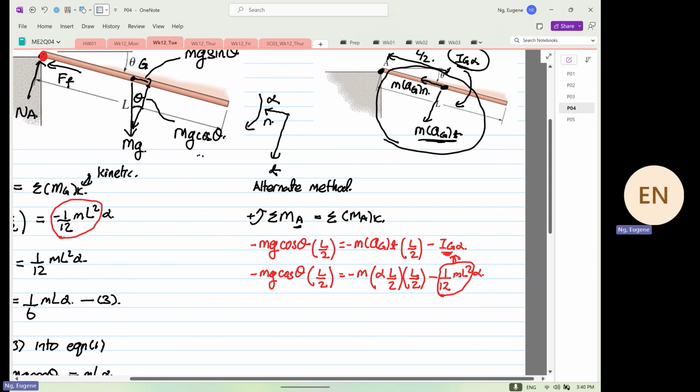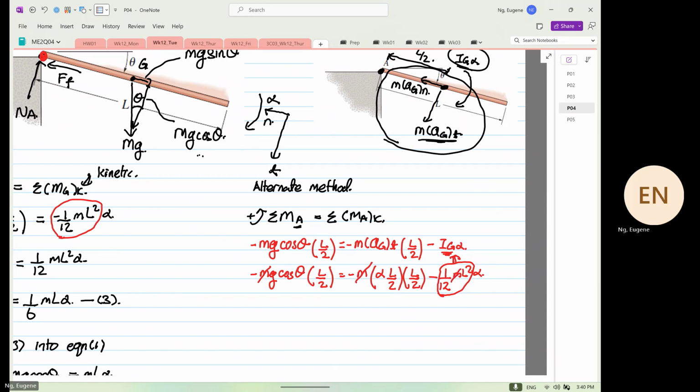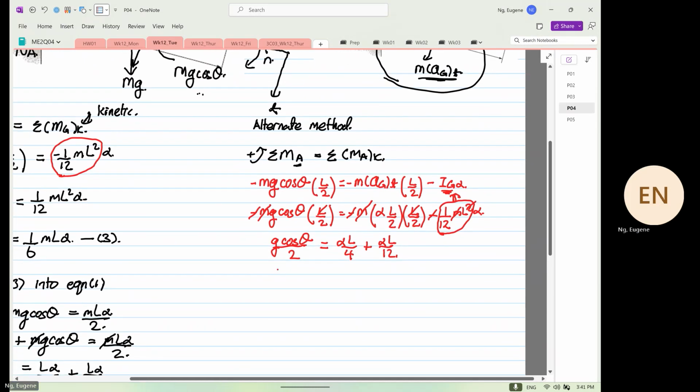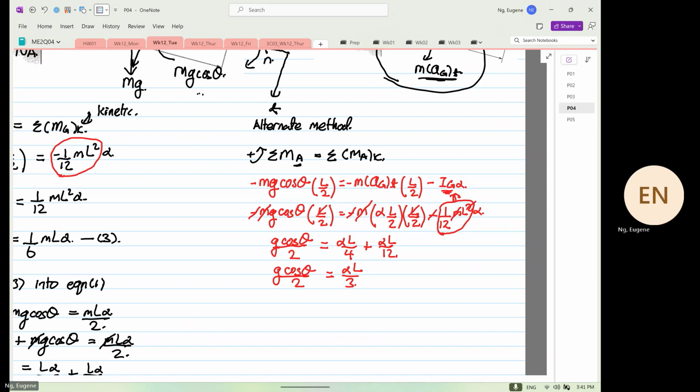So when we tidy things up, we can get rid of the mass. We can get rid of the L's, one of the L, so you can get rid of the minus. So you will have g cos theta over 2 equal to alpha L over 4 plus alpha L over 12. So a quarter plus 1/12 is equal to g cos theta over 2, and this is equal to alpha L over 3. And finally, alpha is equal to 3g cos theta over 2L.